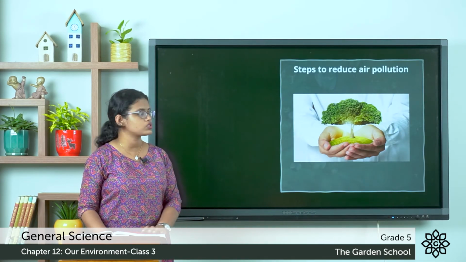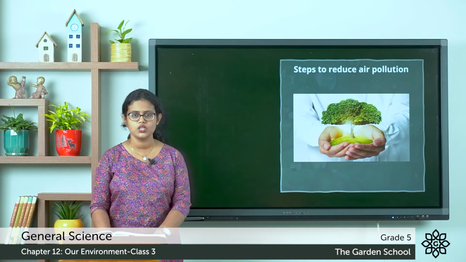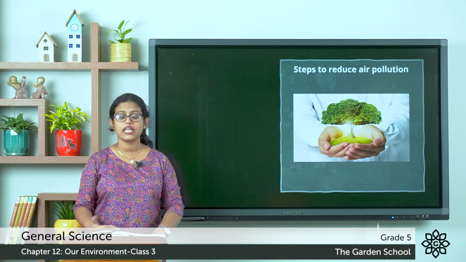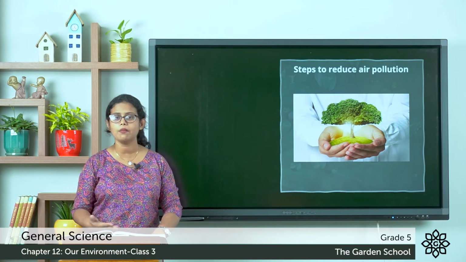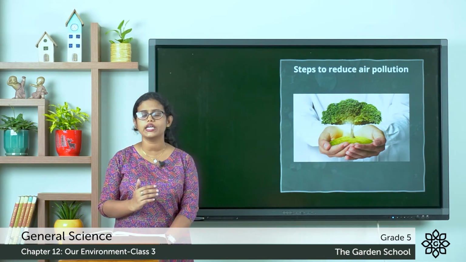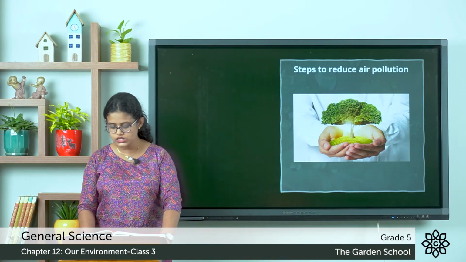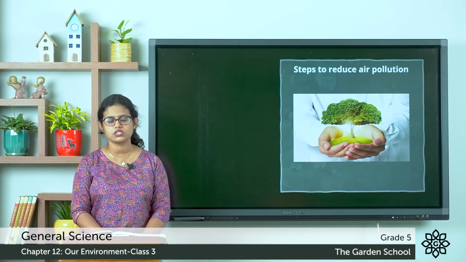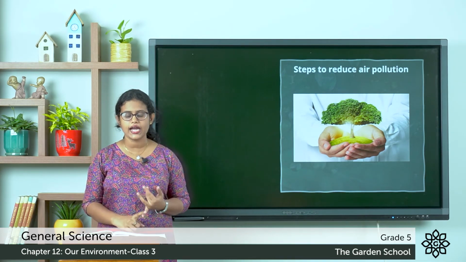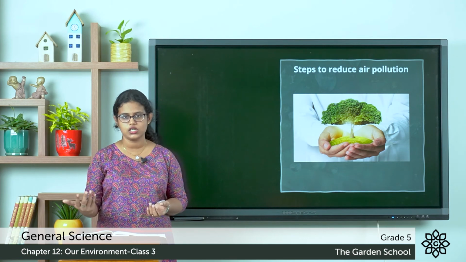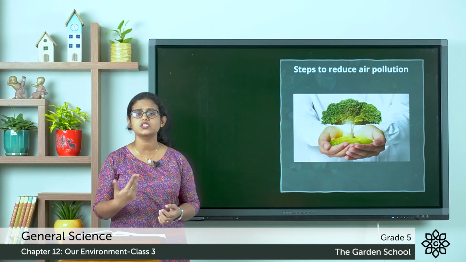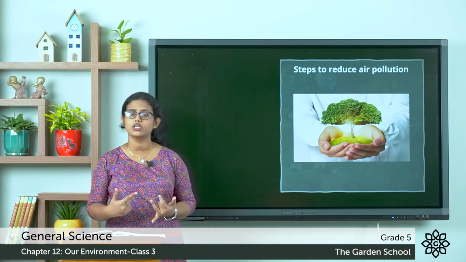The next is about steps to reduce air pollution. We know that when harmful substances are released into the air, it contaminates the air. So how can we reduce air pollution? The first thing is that the excess carbon dioxide released into the air causes global warming. For that, we need to plant more trees. Plants take in carbon dioxide to prepare food, and in return they release oxygen. So we need to plant more trees.